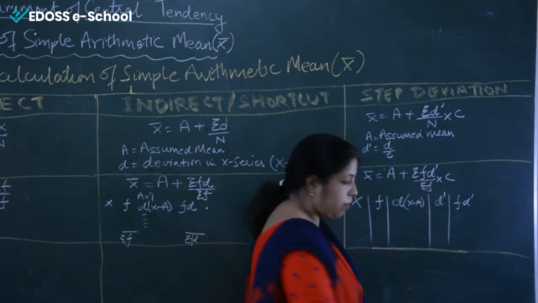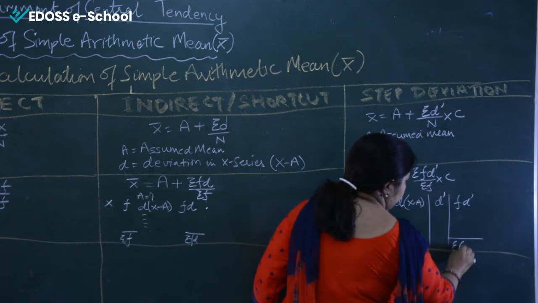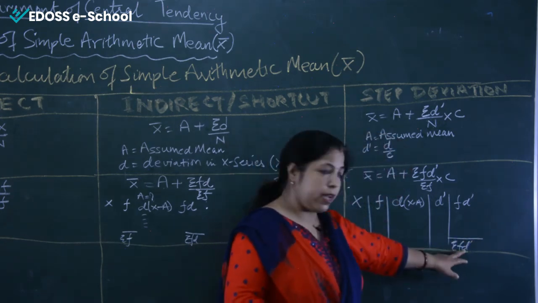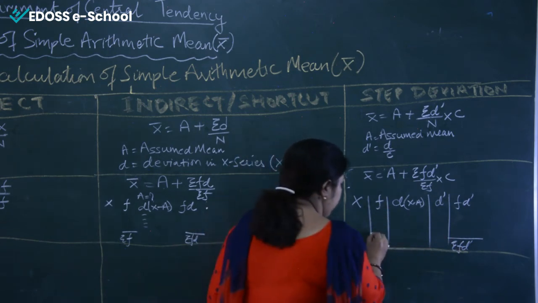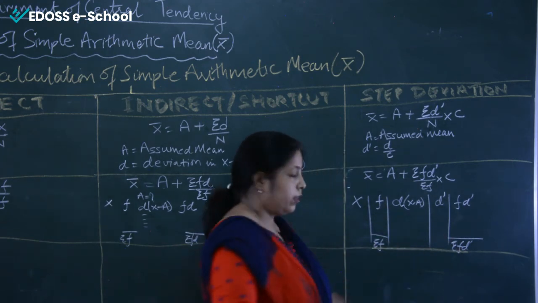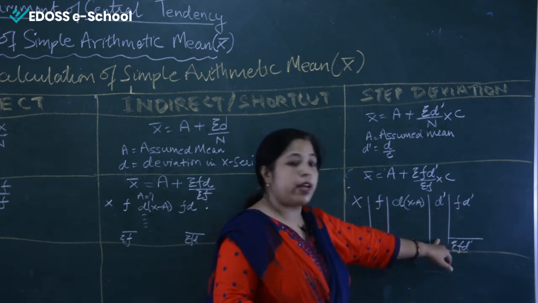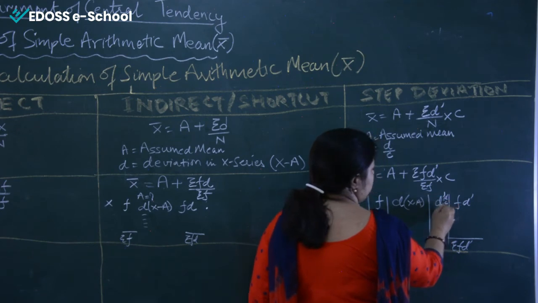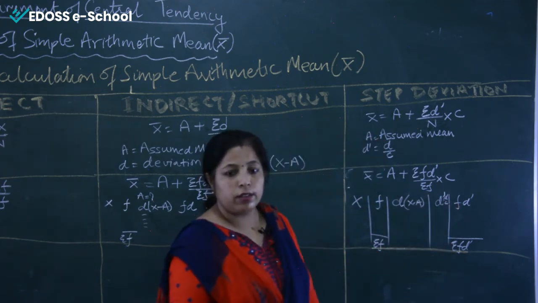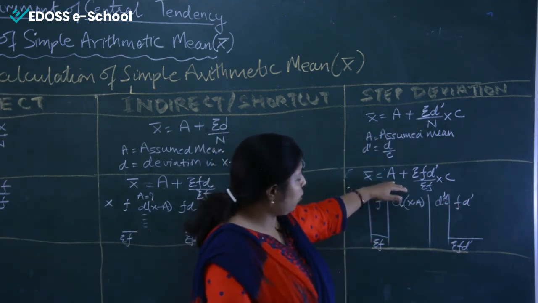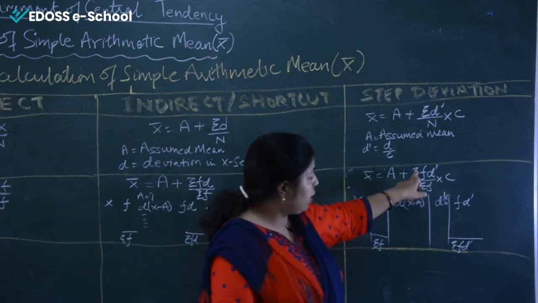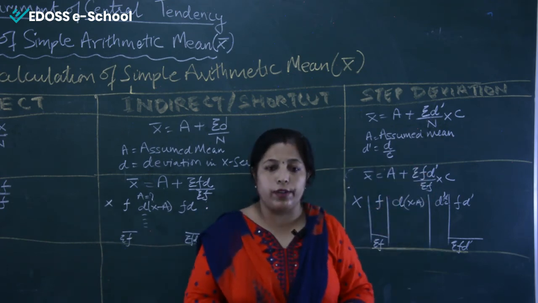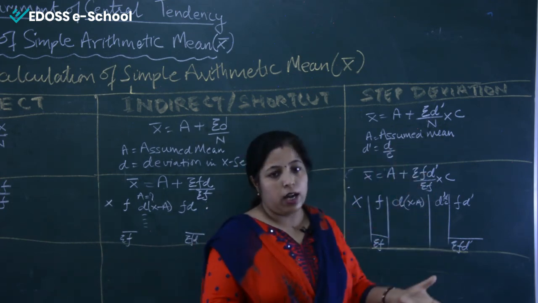We will do the total of this. From here we will get summation FD dash. Clear? Summation F we will get from here, and C is the common factor which we have used here. Fine. So FD dash, you can write it here as D upon C, and the C value which you have decided. Fine. So we have got the A value, the C value, summation F, and summation FD dash. We will place the values and solve it, and we will get the answer.